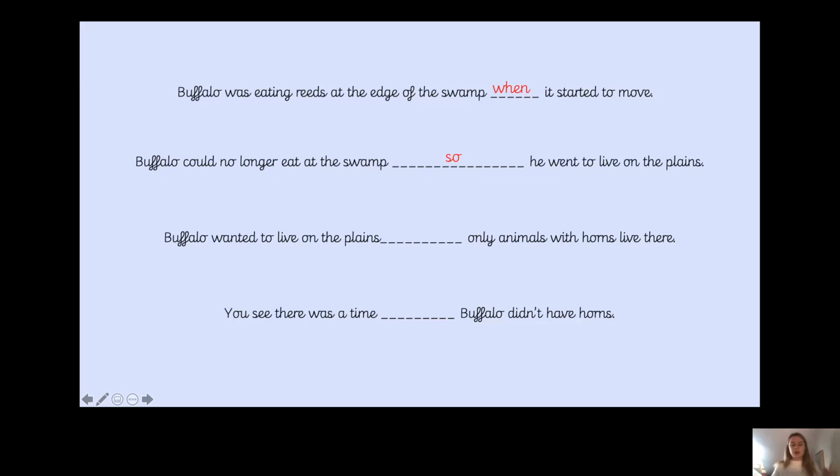Okay, so therefore we would use the conjunction but. Buffalo wanted to live on the plains, but only animals with horns live there. Okay, so we can complete that sentence using the coordinating conjunction but.